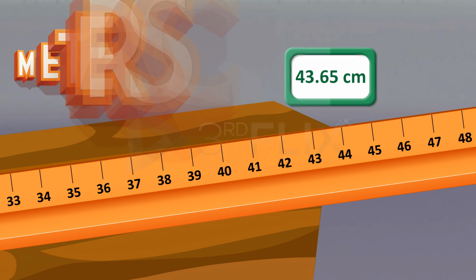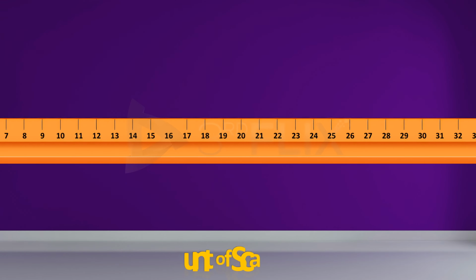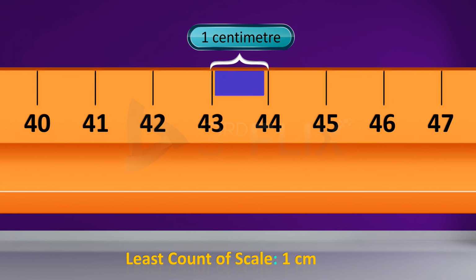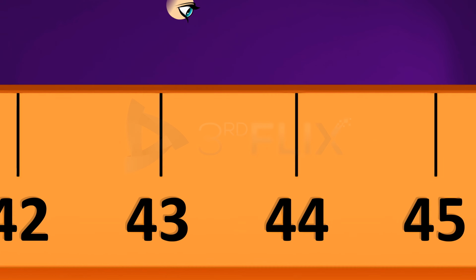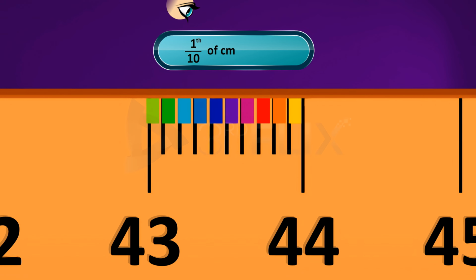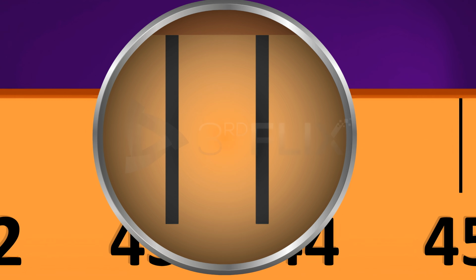Here, we have used a meter scale with centimeter as the smallest division to arrive at this number. The least count of the scale used is 1 centimeter. With the help of the naked eye, we can approximate the length up to 1/10 of a centimeter, which is a millimeter. Accuracy beyond a millimeter is not possible.